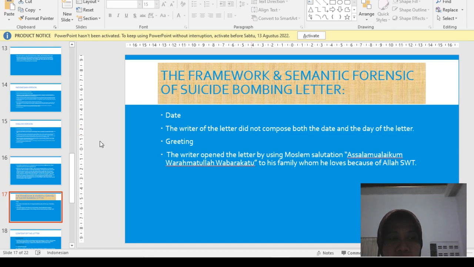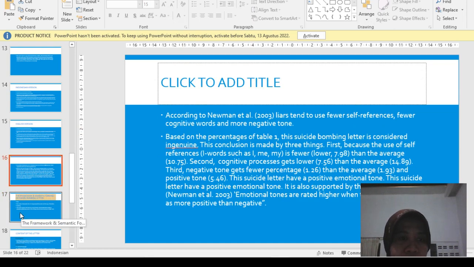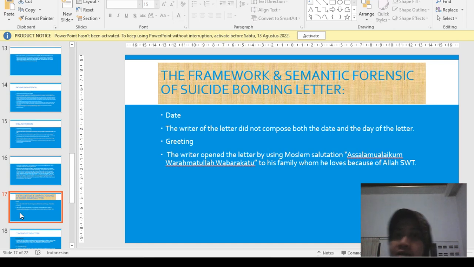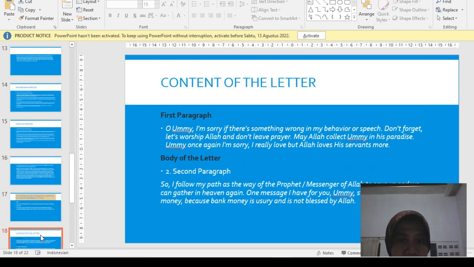And continue to the framework and semantic forensic of the suicide bombing letter. The writer of the letter didn't compose both the date and the day of the letter. Greeting: the writer opened the letter by using the Muslim salutation Assalamualaikum warahmatullahi wabarakatuh to his family whom he loves because of Allah Subhanahu wa Ta'ala.